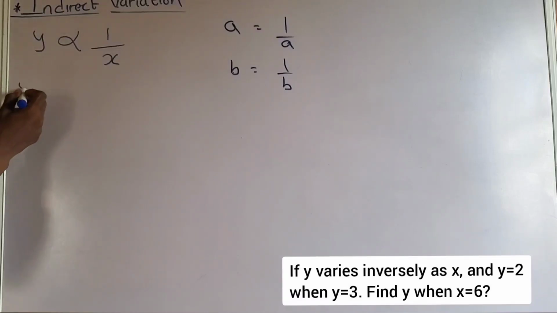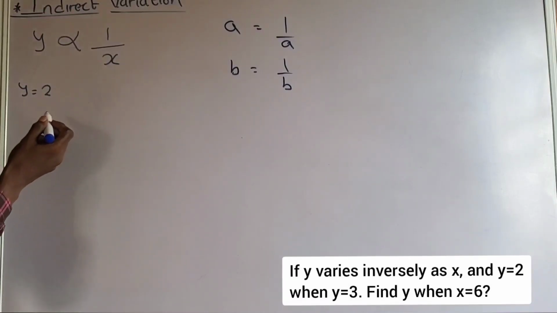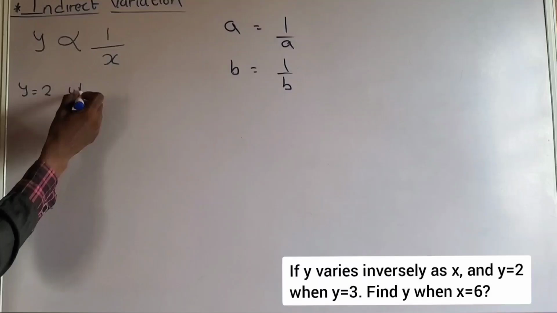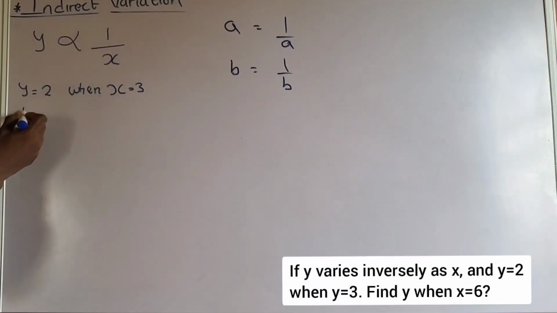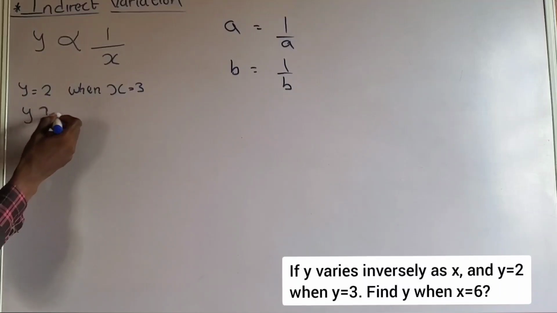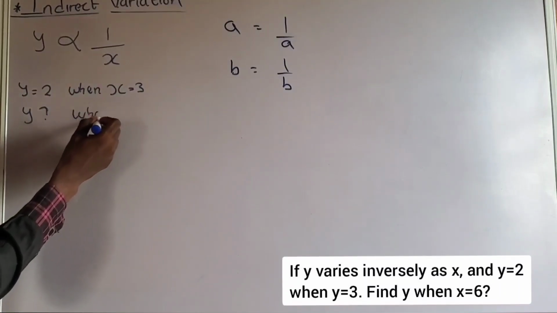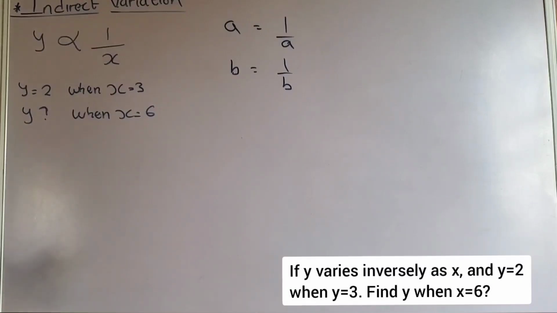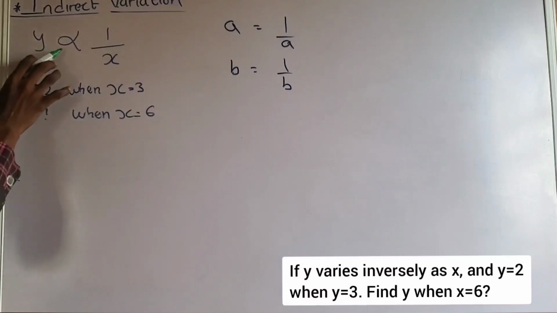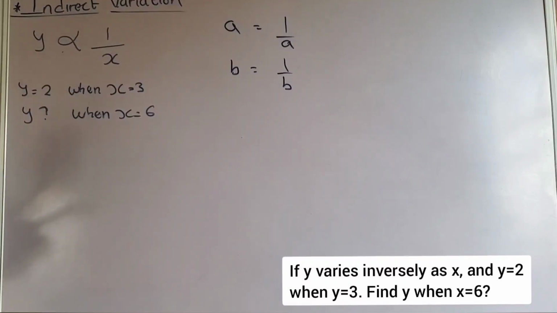We are given that y is 2 when x is 3. We are asked to find y when x equals 6. So how do we solve this question? With respect to what we've learned in our previous class on direct variation, the first step is that we have to get the constant. Now, we have to change this variation sign to an equals sign.